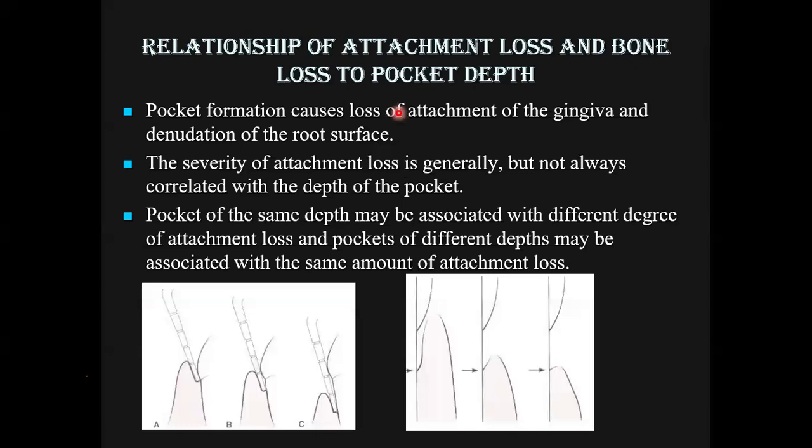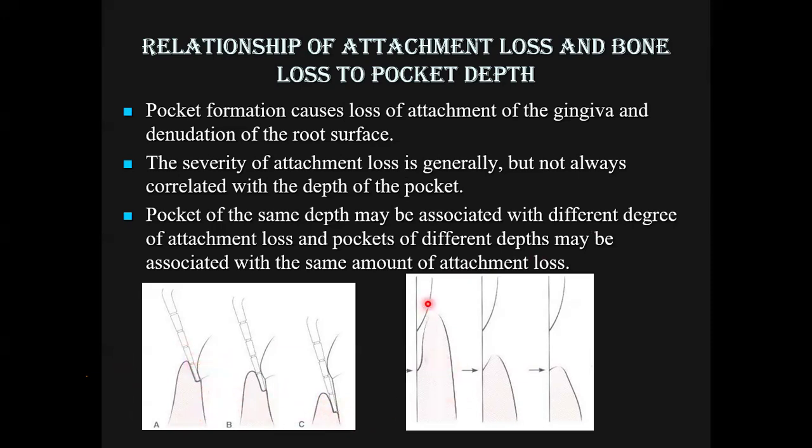Coming to periodontal attachment loss and bone loss compared to pocket depth. So pocket formation causes loss of attachment of gingiva and denudation of the root surface. The severity of attachment loss is generally but not always correlated with the depth of the pocket. So pockets of the same depth may be associated with different degrees of attachment loss. Like in the first diagram, the pocket depth is 5 mm, but the attachment loss is different in the other three cases.